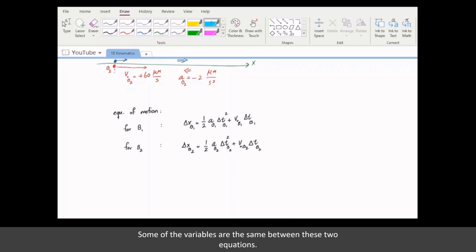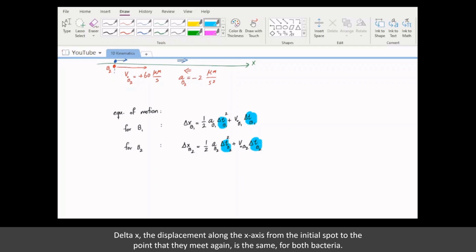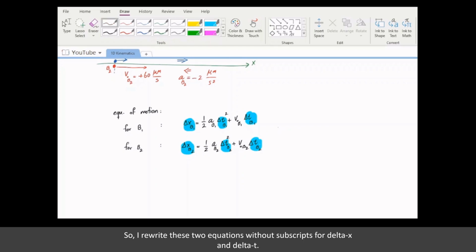Some of the variables are the same between these two equations. Delta t, the time it takes to go from the initial point to the final position, is the same for both of them. Delta x, the displacement along the x-axis from the initial spot to the point that they meet again, is the same for both bacteria. So I rewrite these two equations without subscripts for delta x and delta t.